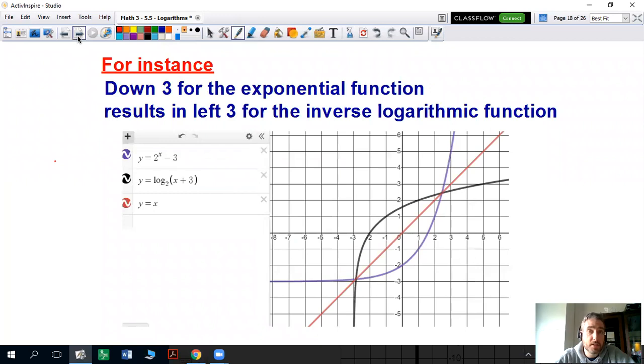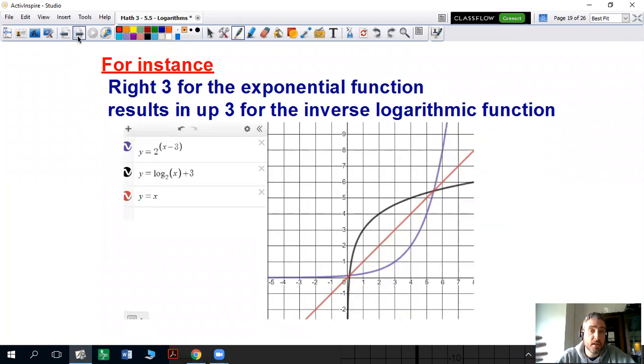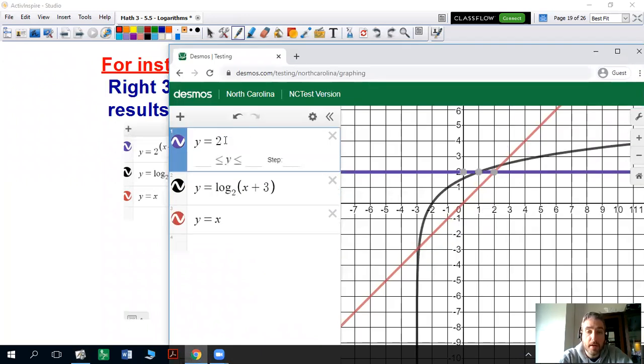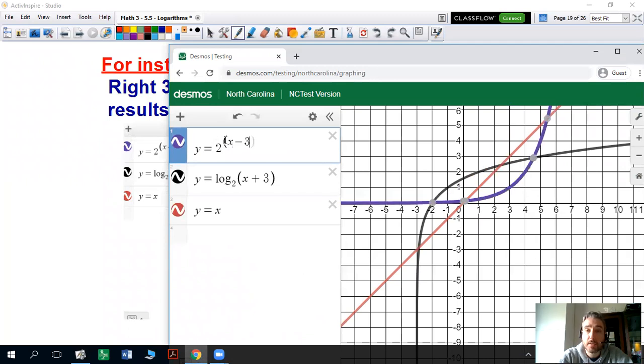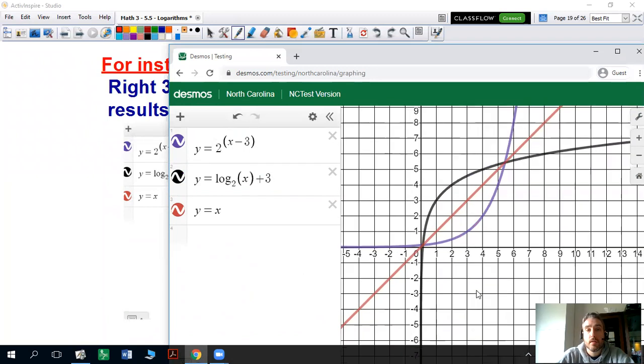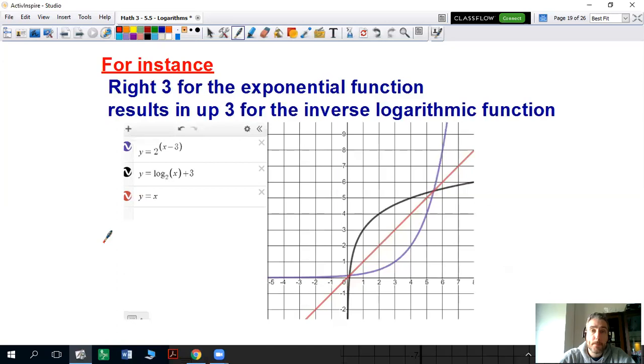So that applies to any movement, right? In this case here, if I go right 3, so if I raise 2 to the power of parentheses x minus 3, that's shifting the exponential function right 3. That means I want to shift my log function up 3. So right on the x-axis, inverses up on the y-axis. Again, those are inverses of each other. You can see that there.